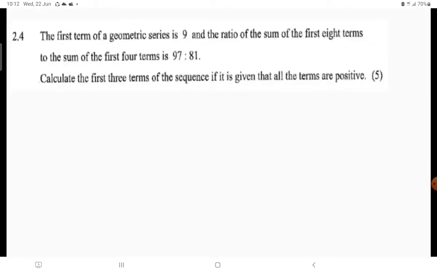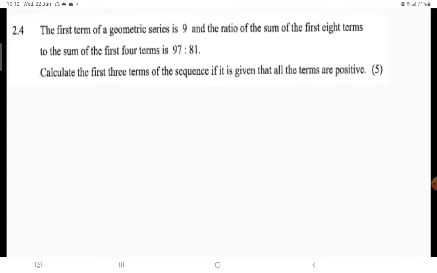All right, let's talk about this question. If you really want to try it, you can pause the video, then come back for the solution. So 2.4 says, the first term of the geometric series is 9. And the ratio of the sum of the first 8 terms to the sum of the first 4 terms is given by 97 over 81. So that's the ratio. Calculate the first 3 terms of the series if it is given that all the terms are positive. Now, we know that we have the value of a, which is equal to 9.